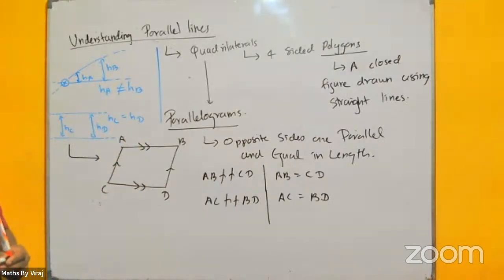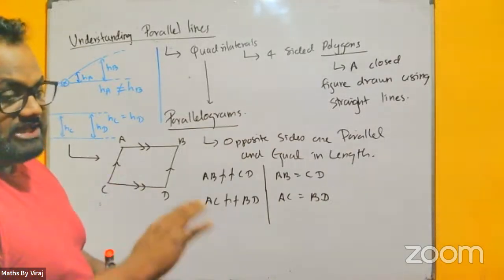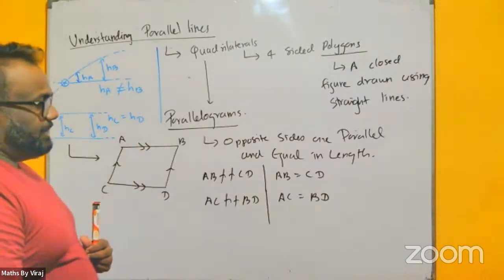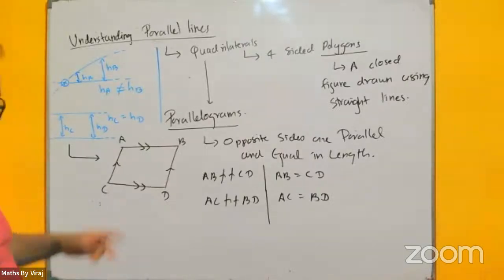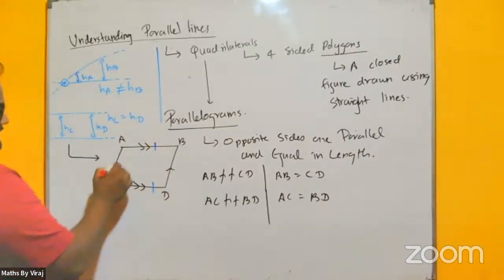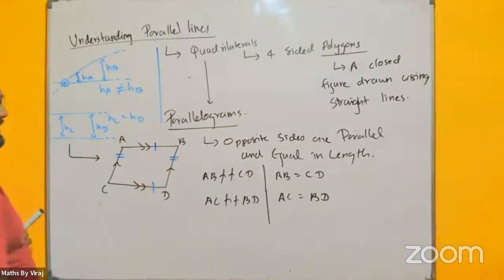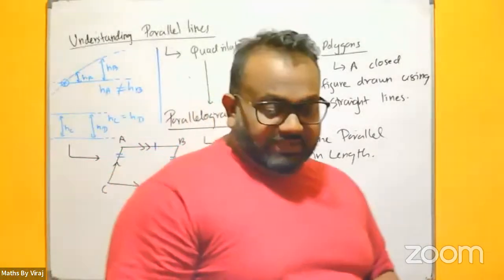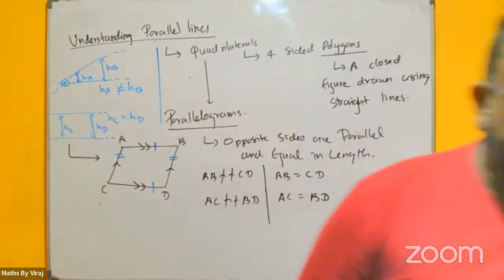Again, understanding parallel lines, we have quadrilaterals. What are quadrilaterals? They are four-sided polygons. What is a polygon? A closed figure drawn using straight lines. No wavy lines, no curved lines, just straight lines. Therefore, parallelograms, children, we say that its opposite sides are parallel and equal in length. As you can see, AB is equal to CD in length, AC is equal to BD in length, as I have shown. This is the basic overview that I can give for parallelograms. Please take this down.